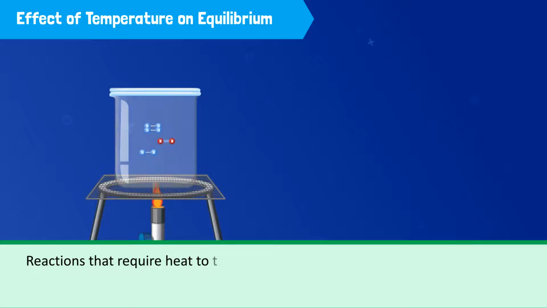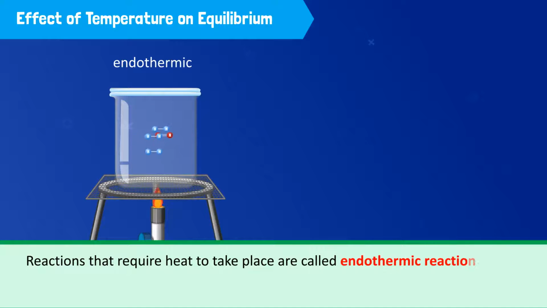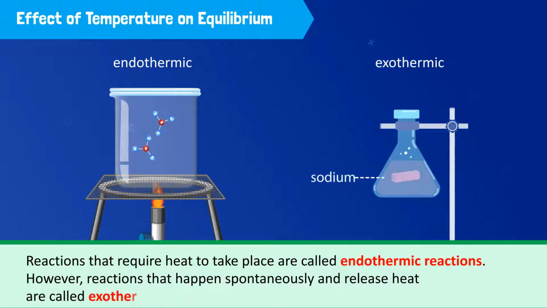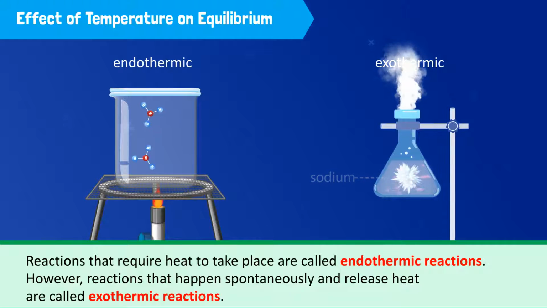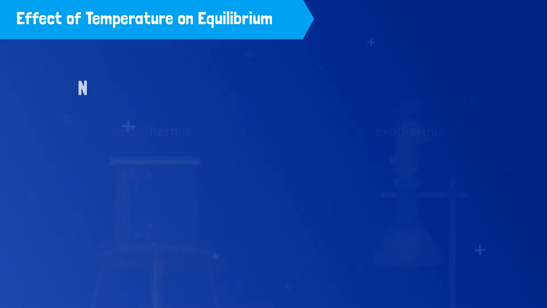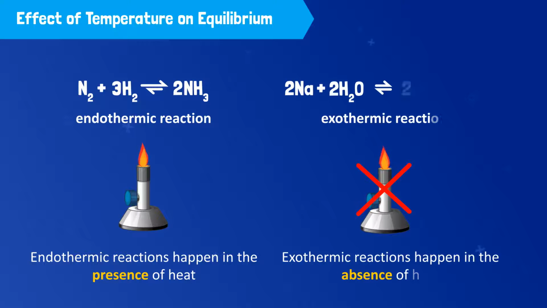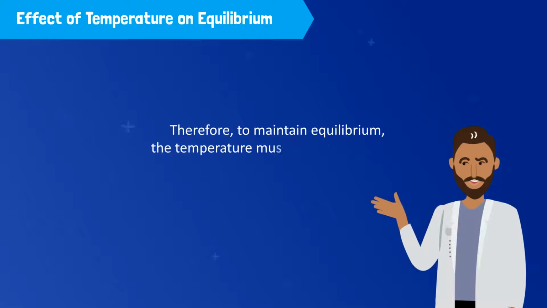Reactions that require heat to take place are called endothermic reactions. However, reactions that occur spontaneously and release heat are called exothermic reactions. Increasing the temperature increases the rate of endothermic reactions, but decreases the rate of exothermic reactions and vice versa. Therefore, to maintain equilibrium, the temperature must be kept constant.